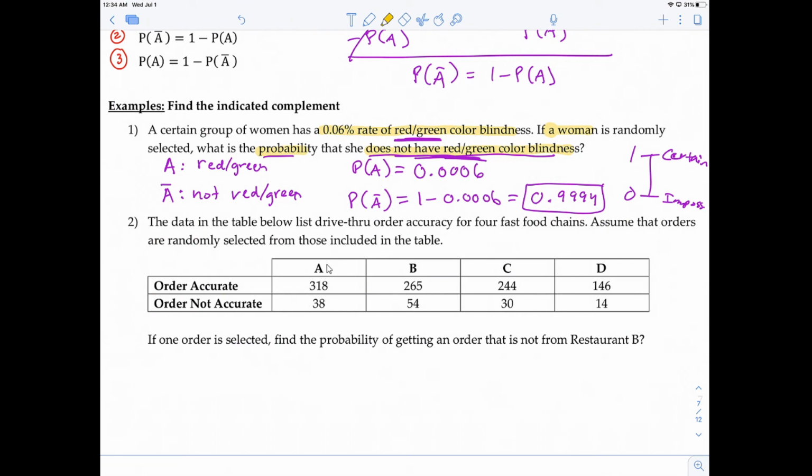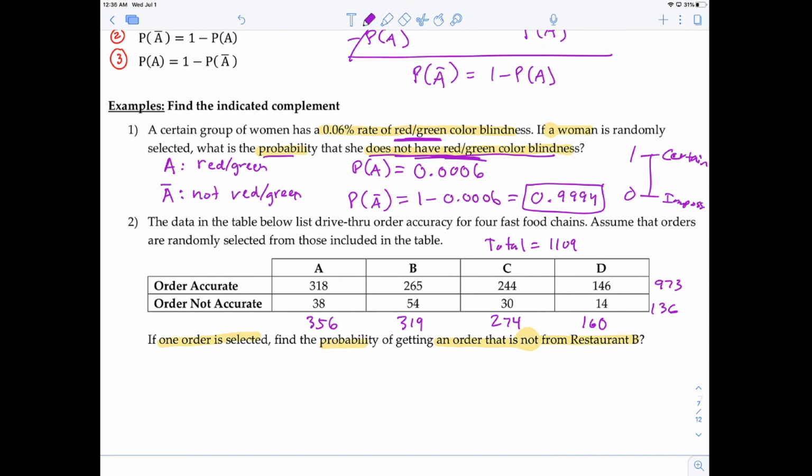All right, so number 2, we have the following. I'm going to pause the video real fast and fill in all the numbers on the side just so you have that. Okay, so this was the same chart that we saw earlier with the different restaurants, and here are the totals for the columns and the rows. The problem says if one order is selected, find the probability of getting an order that is not from restaurant B.